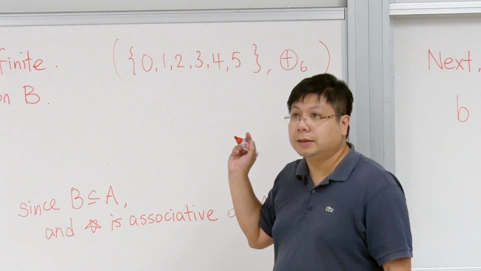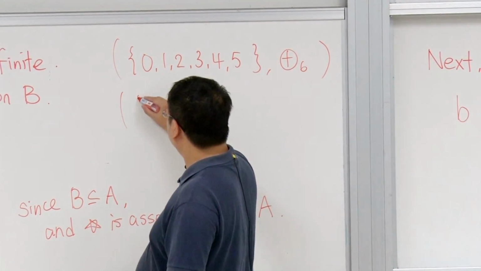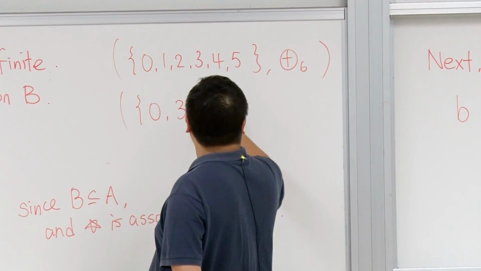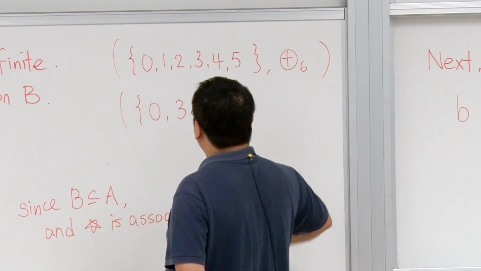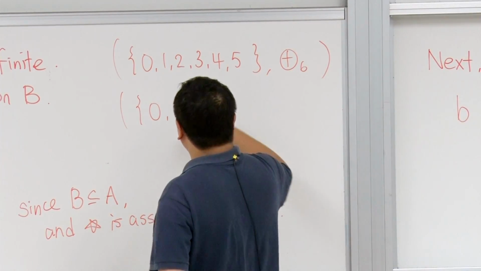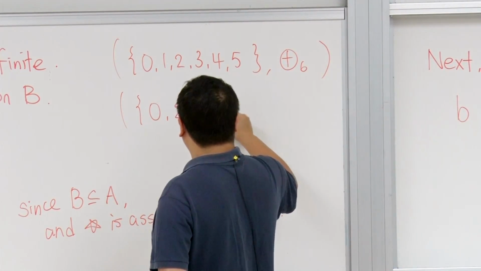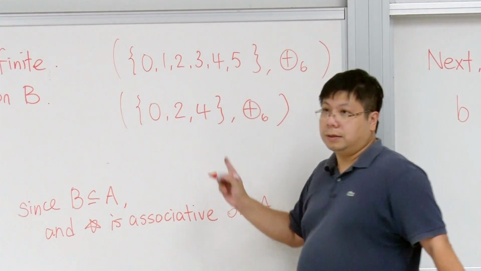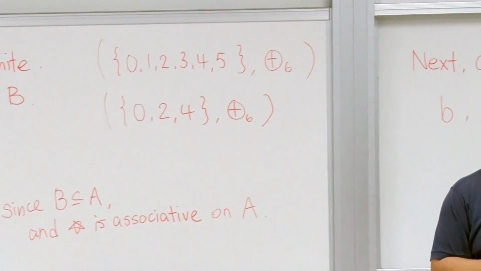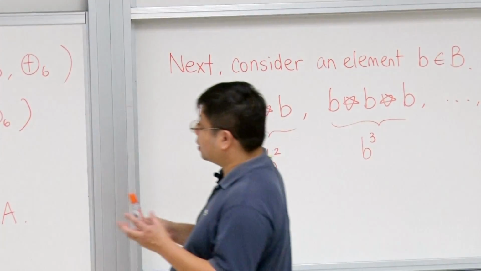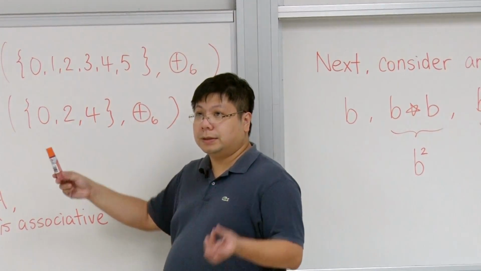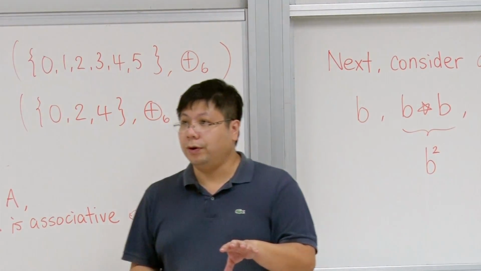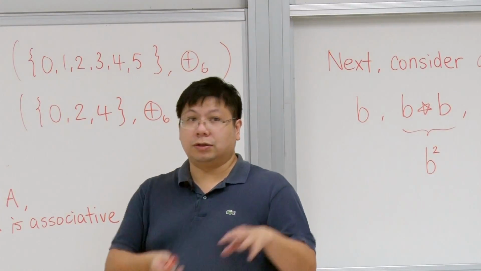This is a group, right? Okay. So let's consider a subset, 0, 2, 4 with mod 6. This is a subgroup. So what we do is take an element and apply it again and again. 2 plus 2 you get 4, and then plus 2 you get 0, and so on and so forth.